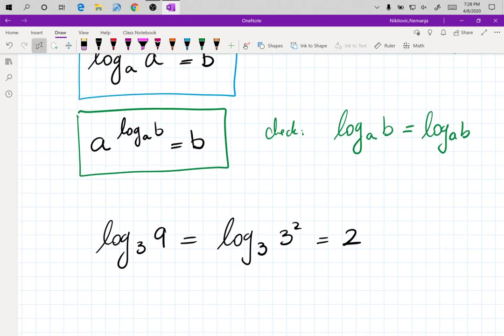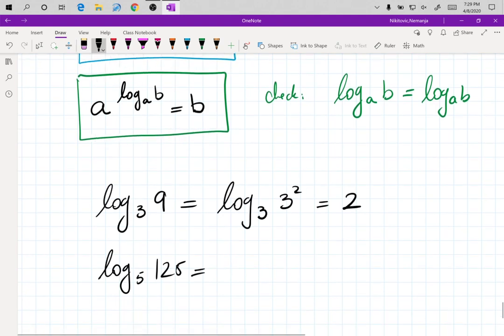Let's see. Log base 5 of 125. You write it as log base 5, and then 125 you write as 5 cubed. So the answer is 3.